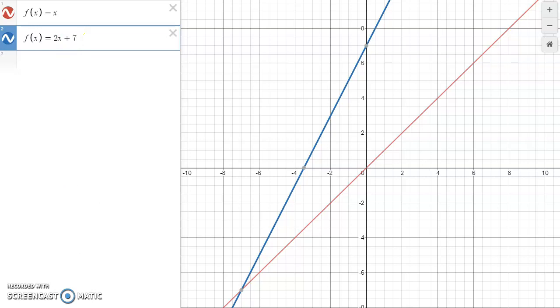So I hope you learned a lot today on linear transformations. Go ahead and explore more about Desmos and how it can help you better see your graphs and your linear transformations.